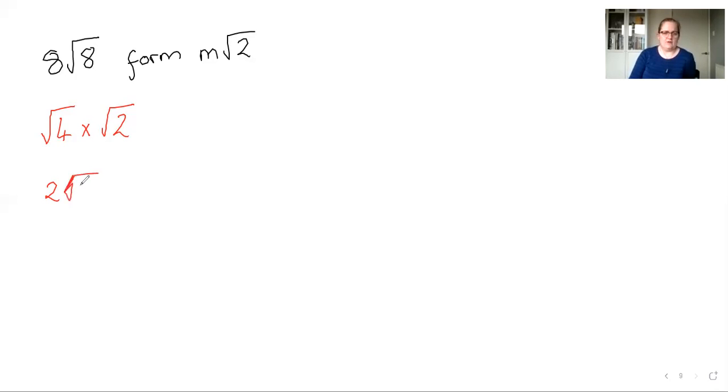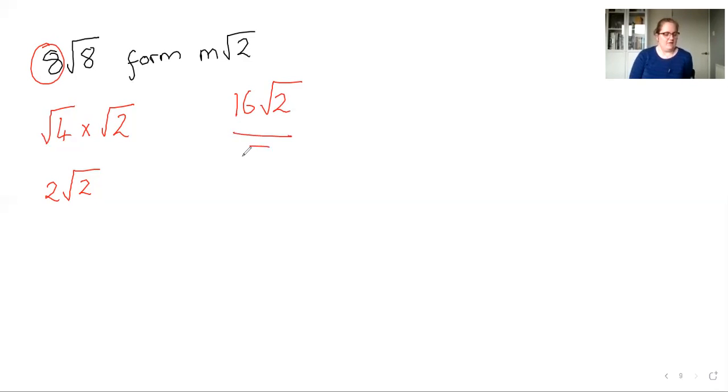I'm going to explain why now. If we just stop there, we'd have an issue, because we've ignored this 8 at the beginning. So we need to remember to do 8 multiplied by 2. 8 multiplied by 2 is 16. So we would have 16 root 2, and that would be our correct answer.